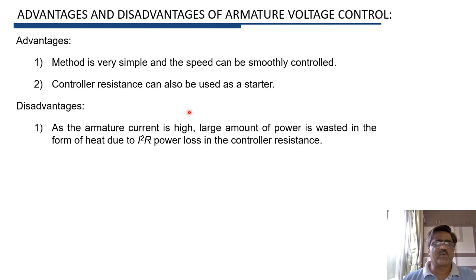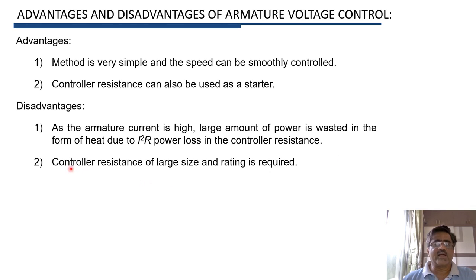Then there are disadvantages also. First is the armature current, it is high as compared to the field current, and current flowing through controller resistance is the armature current, and because of large current flowing through the controller resistance, large amount of power will be wasted in the form of heat due to I square R power loss in the controller resistance. Then as the current is large and large heat is produced, the size and rating of controller must be large.